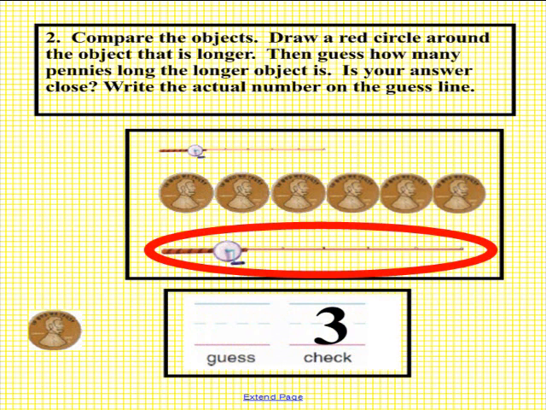Dazzling. Way to go. If you would please, have another student come up to the smartboard. And while they're doing that, would you please pick up the eraser and erase your answer here and here.